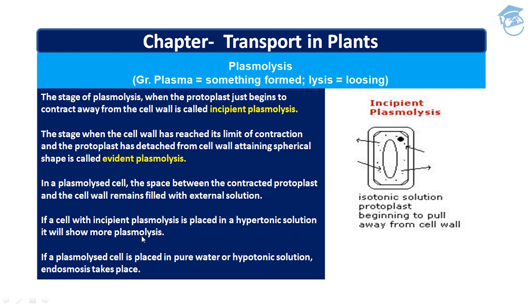And if a plasmolyzed cell is placed in pure water or hypotonic solution, then endosmosis takes place. That means reversal takes place. Water is taken up inside the cell. That is called endosmosis. So reversal takes place if you keep a plasmolyzed cell in pure water or hypotonic water.